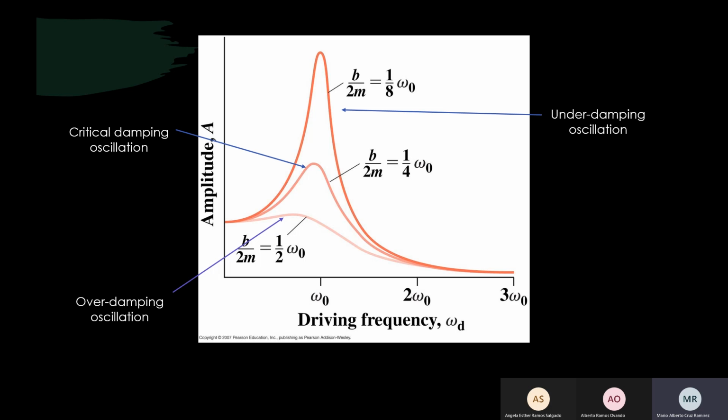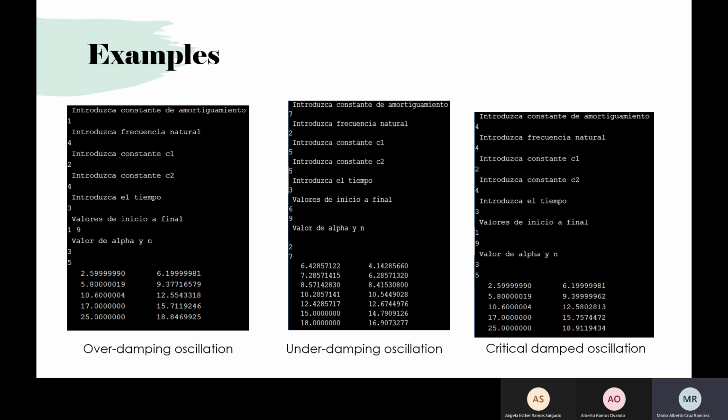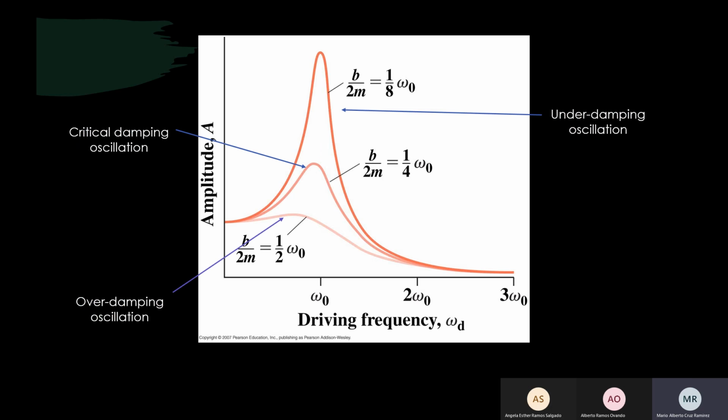And the last example is for beta equal to omega equal to 4, and is for the critical damped oscillation. It is for 1/4 times omega 0 in this graphic, in this case the second line.